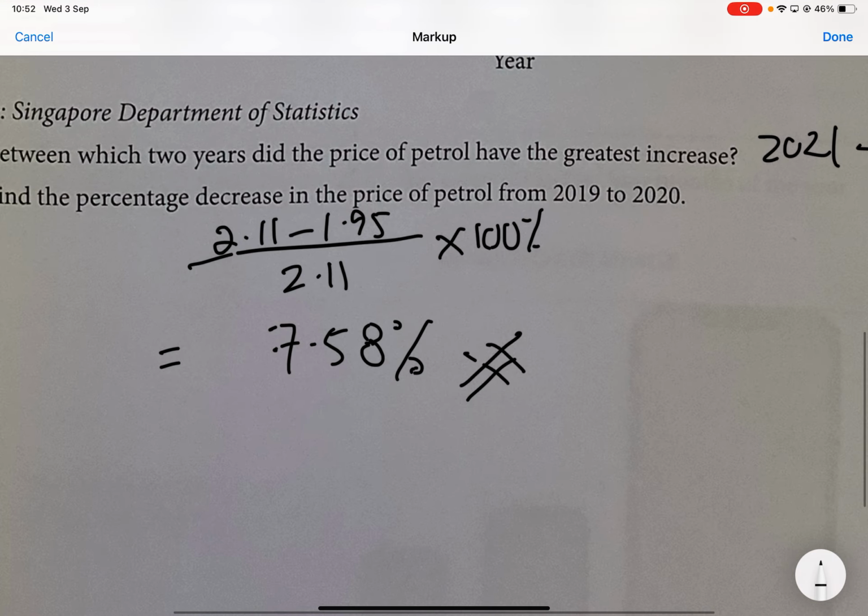Okay? The difference, the decrease, the actual decrease, divided by the original, then times 100% to get it in percentage.